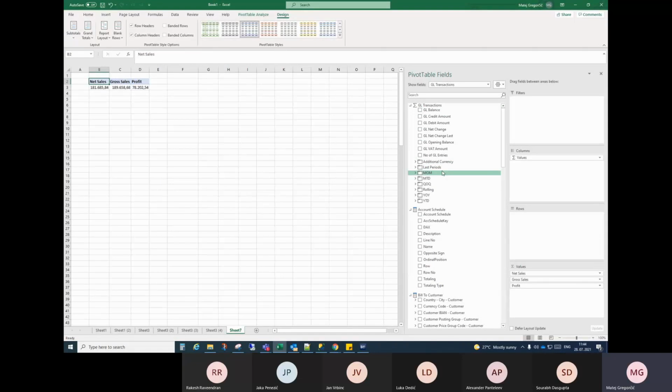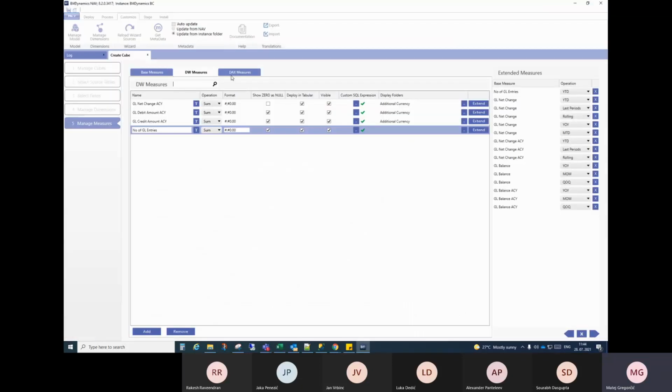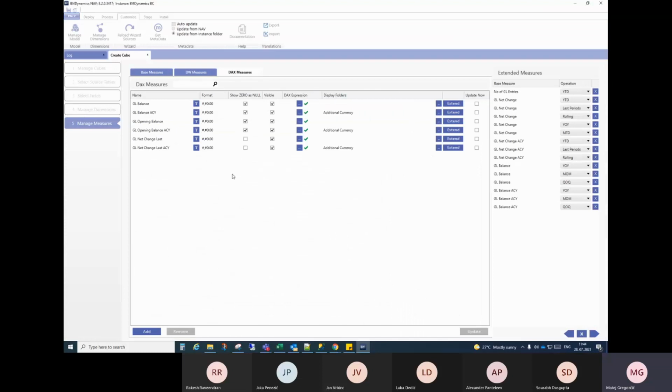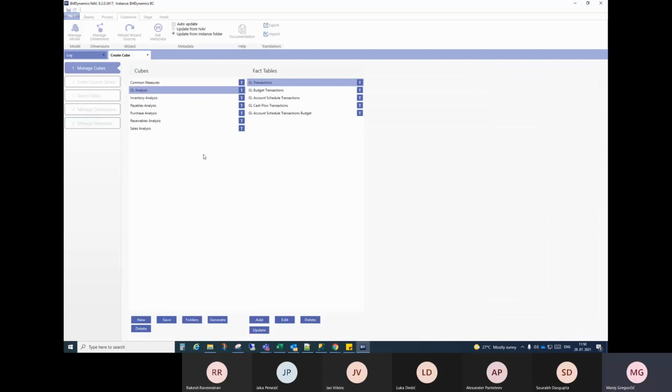Where is it calculated? Is it the base measure, or is it a measure calculated on the data warehouse, or is it calculated on the analysis database? Okay, so that's why we have this section here to bundle all the measures together in one screen. I'll just go through this again once more.